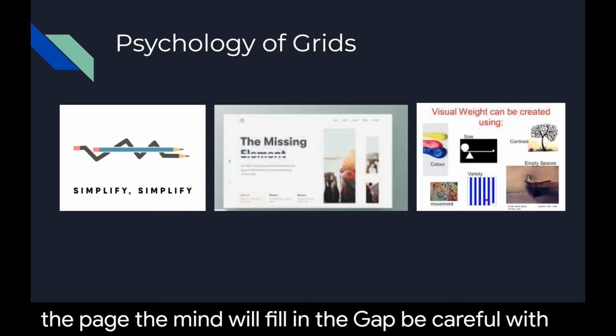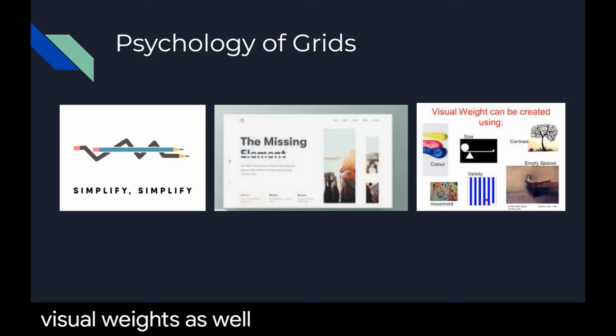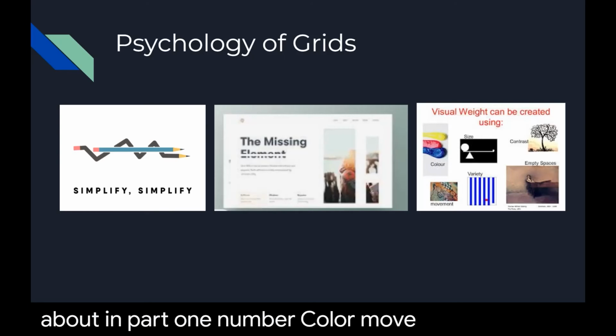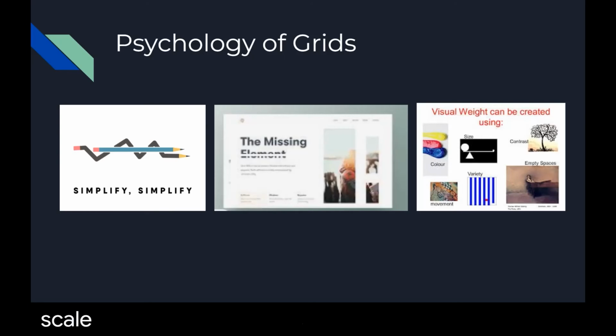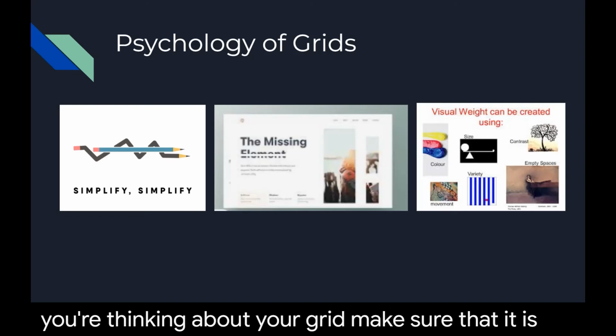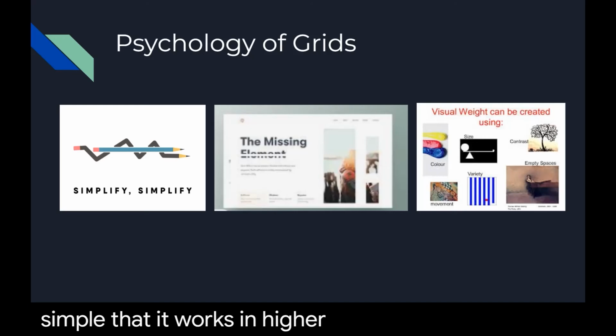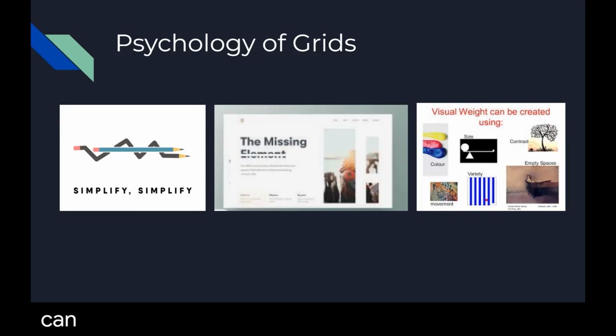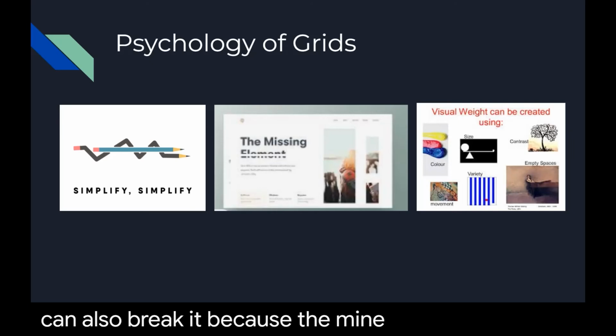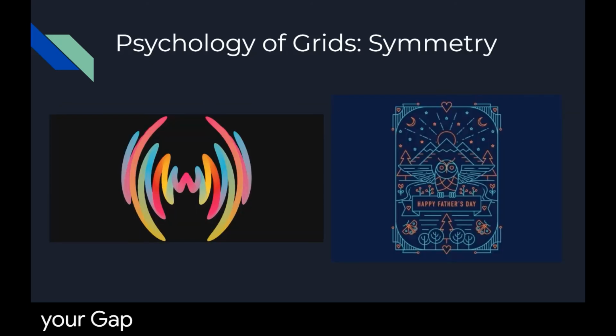Be careful with visual weights as well within grids because we always need to be cognizant of hierarchy, what we talked about in part one. Remember, visual weight can be created through things like color, movement, size and scale, variety, contrast, and empty spaces. So when you're thinking about your grid, make sure that it is simple, that it works in hierarchy, but know that you can also break it because the mind will naturally fill in your gaps.